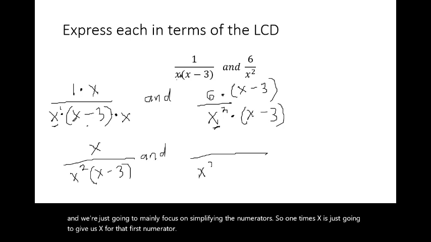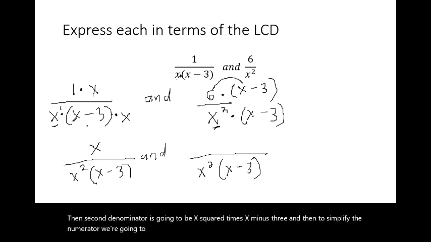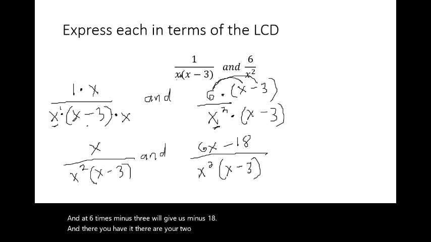Then the second denominator is x squared times x minus 3. And then to simplify the numerator, we're going to distribute the 6. So 6 times x is going to give us 6x. And then 6 times -3 will give us -18. And there you have it. There are your two fractions expressed in the lowest common denominator.